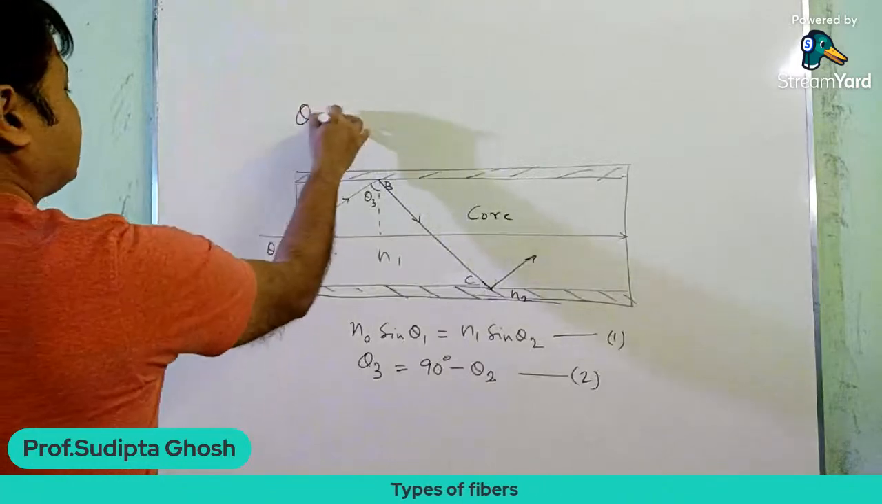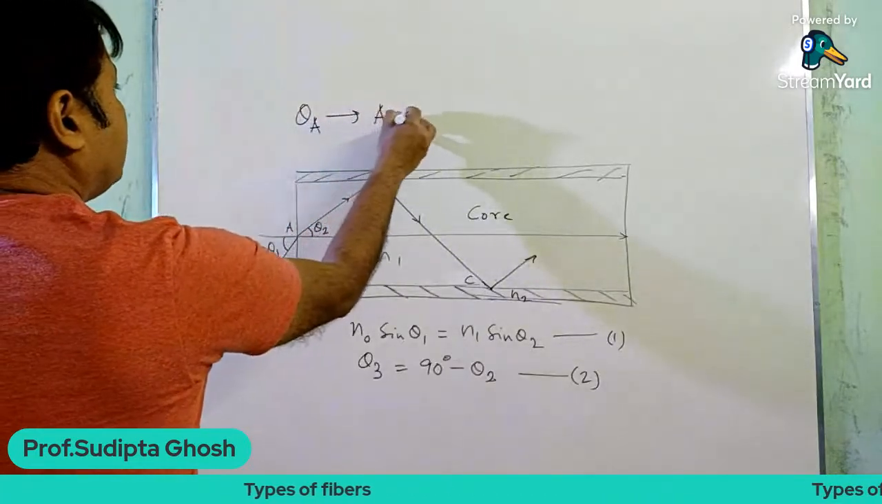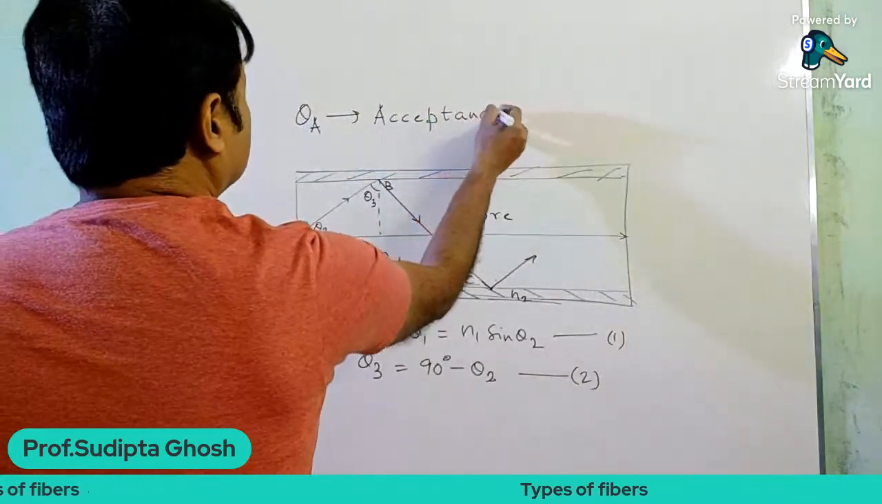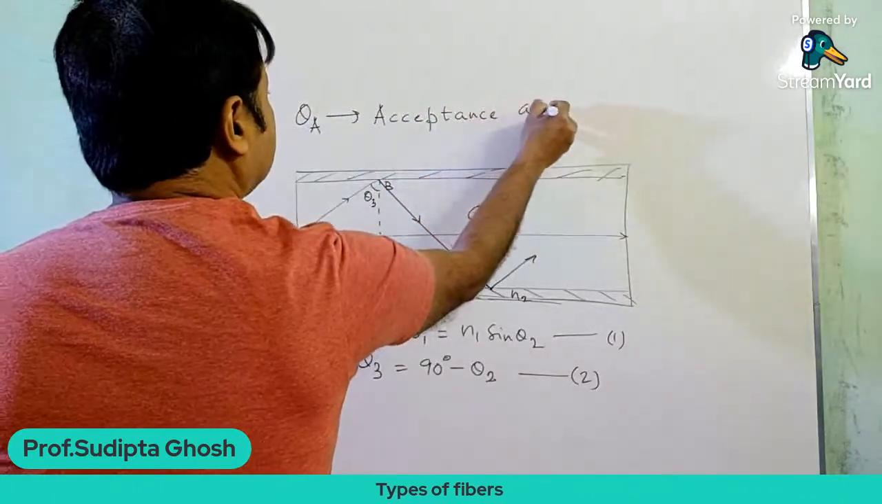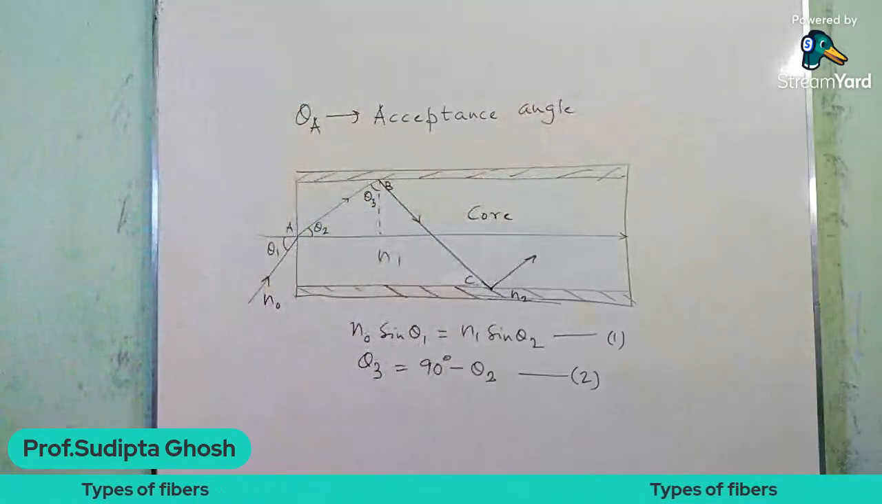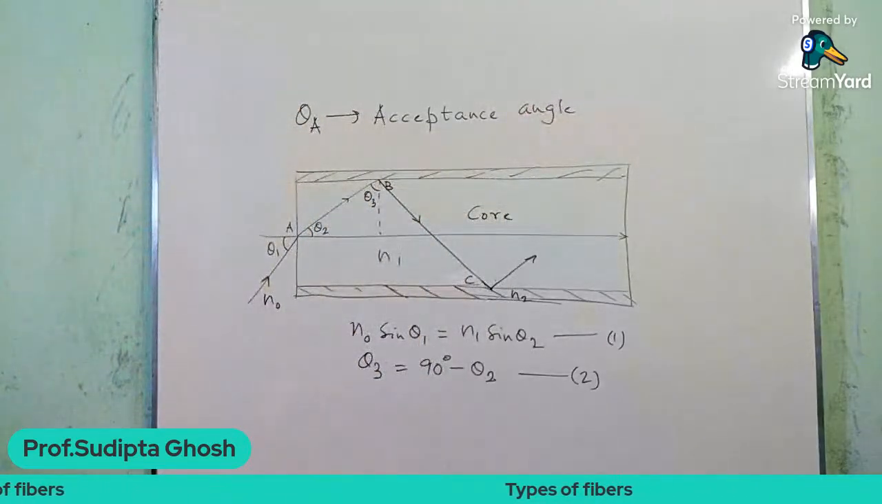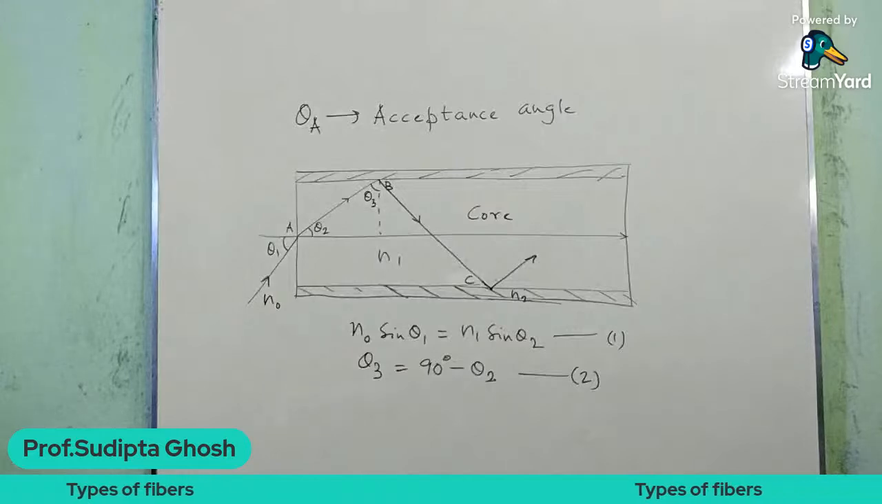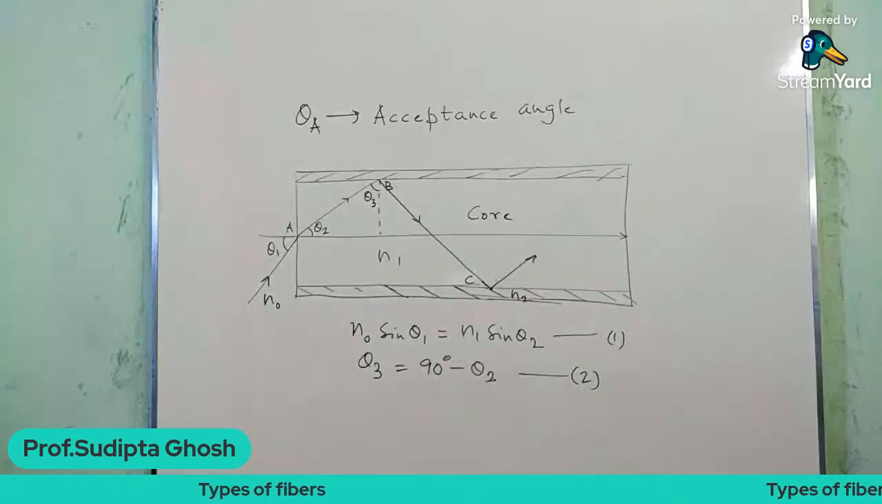So this is the maximum value of θ1 for which θ3 is not less than the critical angle, and the ray must undergo total internal reflection at the core cladding interface, right?